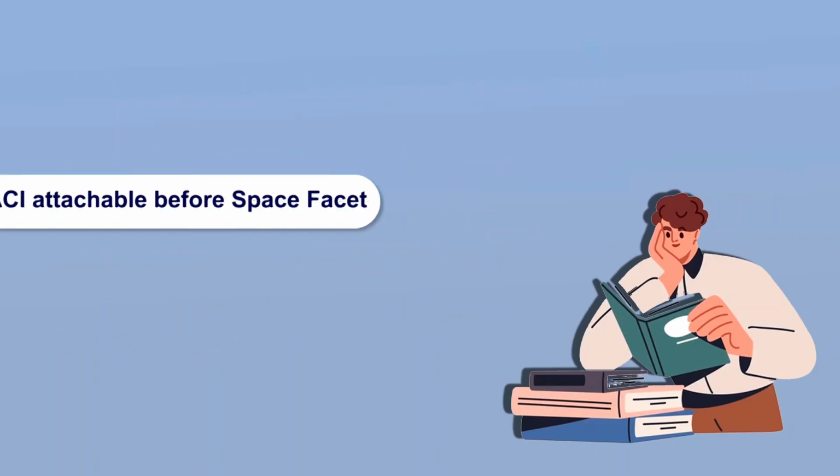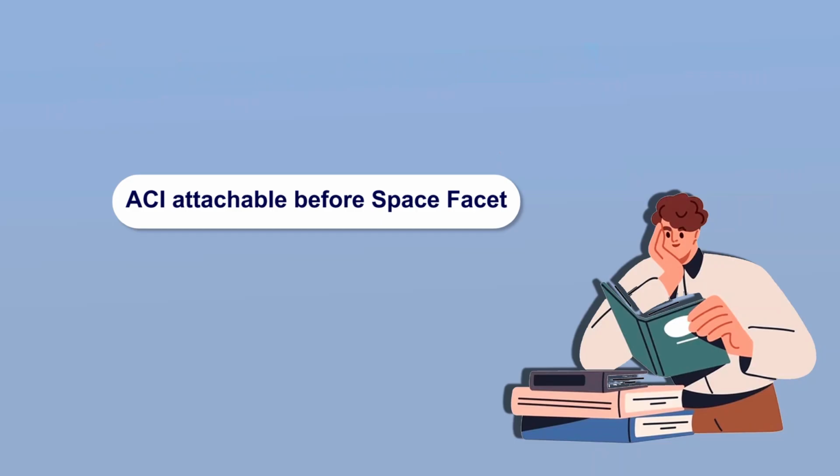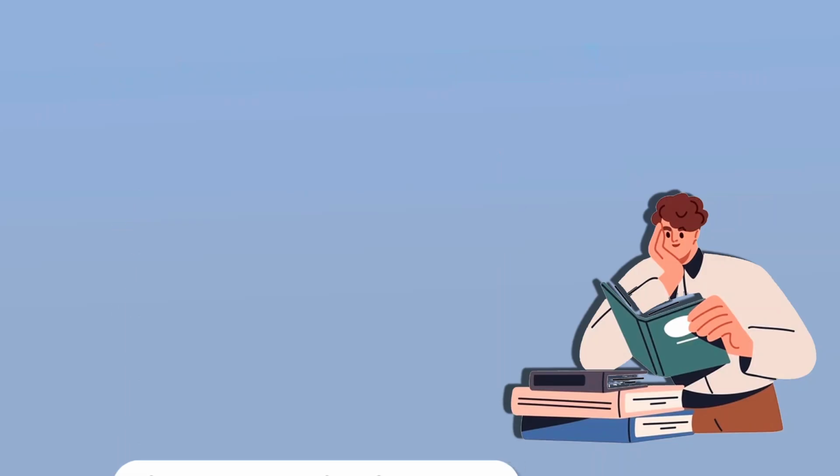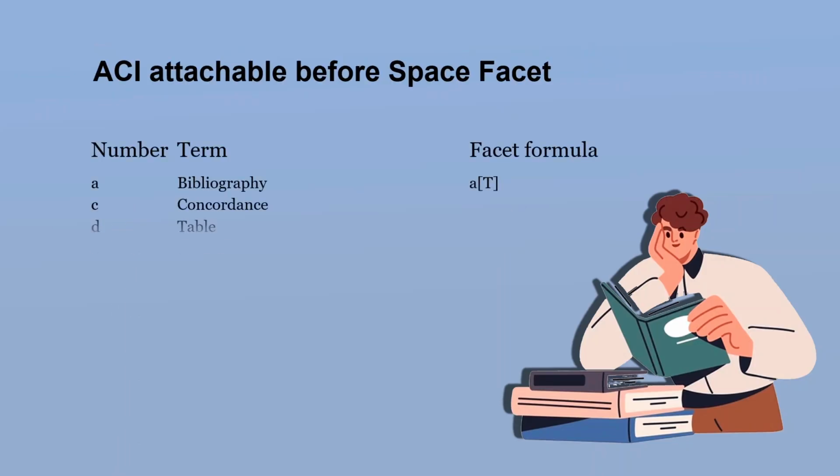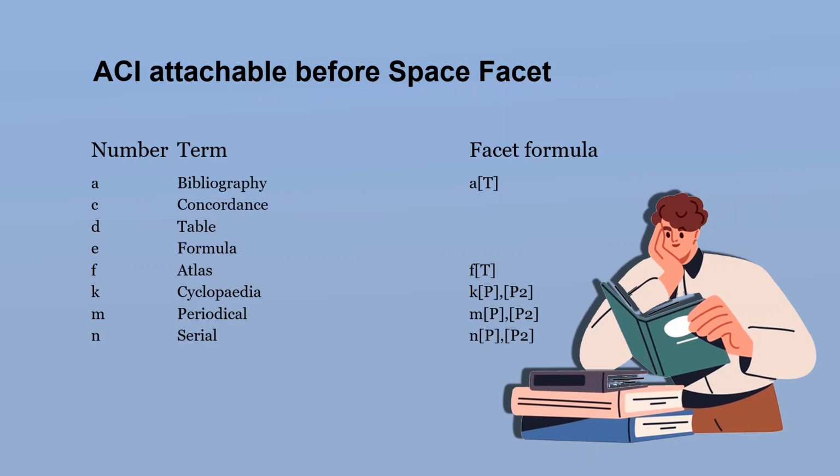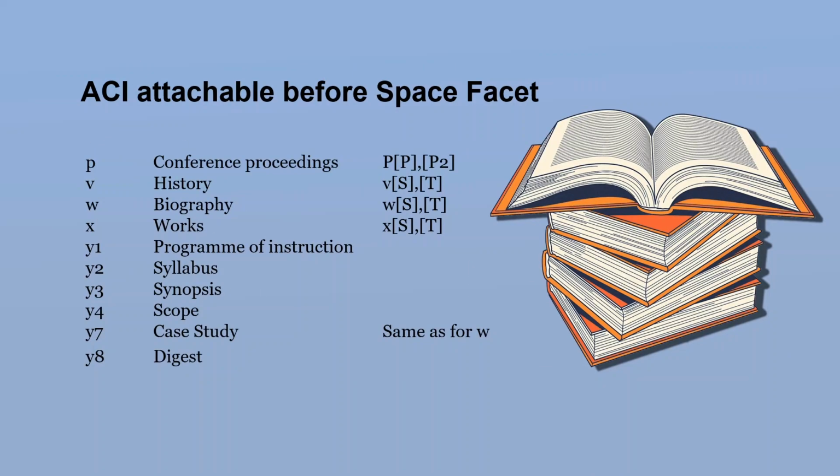Here we present the ACI, attachable before space facet. What we can get from chapter 2 of the schedules of colon classification, that is in part 2, is a glimpse of that anteriorizing common isolate attachable before space facet.